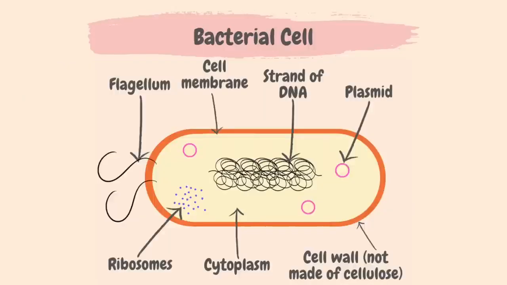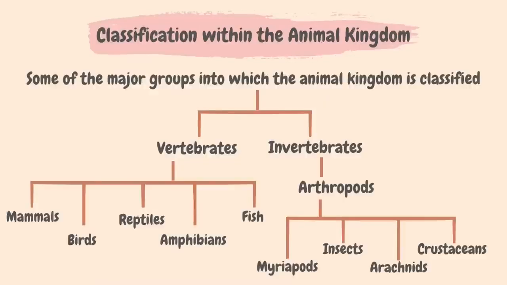Here's an illustration of a typical bacterial cell. As you may notice, a bacterial cell doesn't have a nucleus. Instead, it has strands of DNA and plasmids. Okay, now that we know something about the 5 kingdoms, let's dive into the animal kingdom and learn how organisms within the animal kingdom can be further classified.